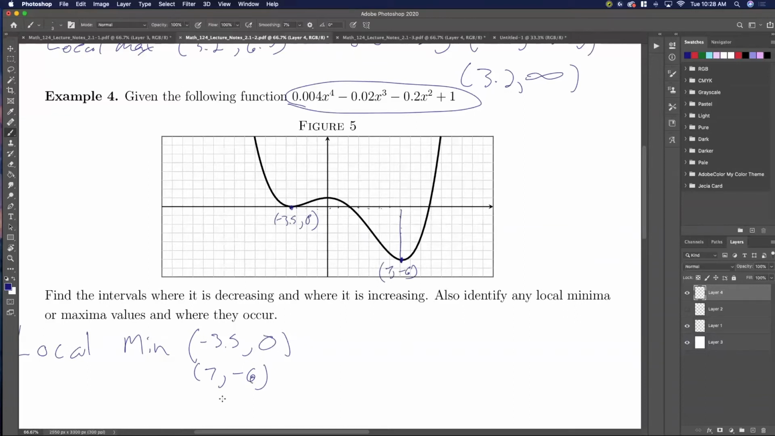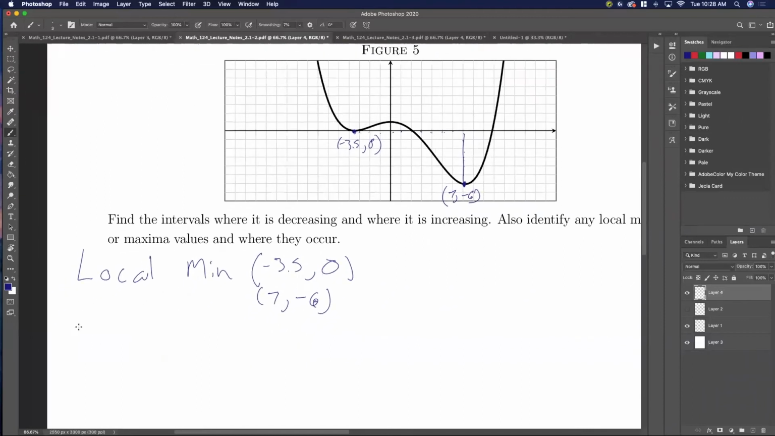And so what's our local max? Yeah, 0, 1 is correct. And so here's our local max at 0, 1. Okay. So now, once we have our points identified, we're going to have intervals of increasing and decreasing. Let's put those in.